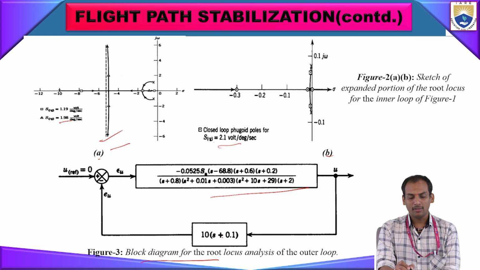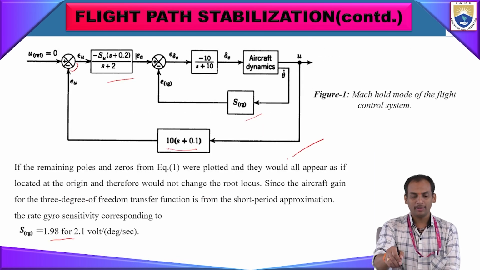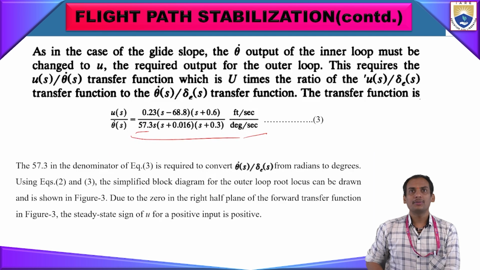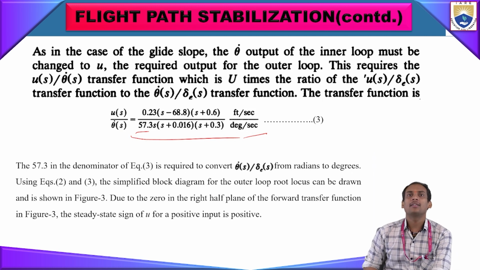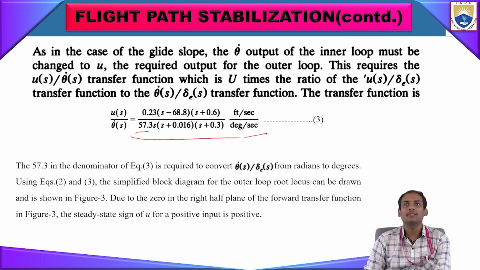For the outer loop, if you remember, it came from here only. The total inner loop is converted into that, and with the outer loop feedback also, what the block diagram will be is shown here. Due to the zero in the right half plane of the forward transfer function, the steady state sign of u for a positive input is positive only.